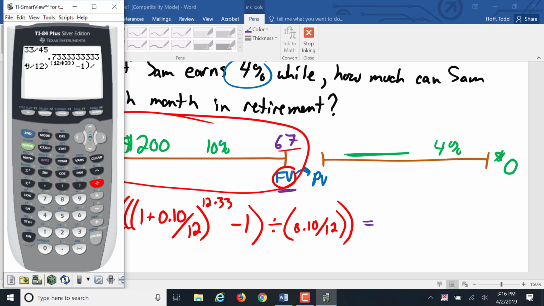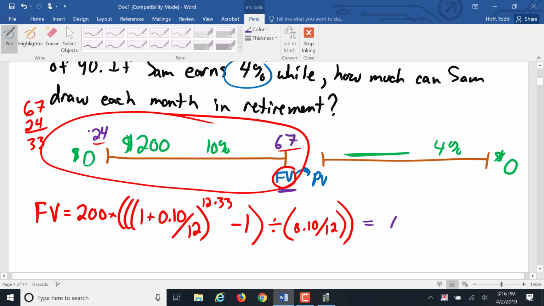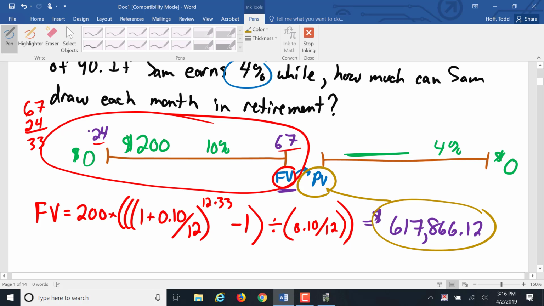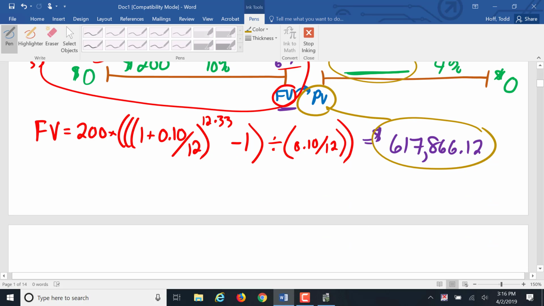I'm going to kind of rush through putting this in the calculator because we've covered these steps in the previous videos. So we get $617,866.12. Now that amount is going to become the present value for that liquidation stage as we're drawing out. And we're going to use that to figure out what that regular draw can be.